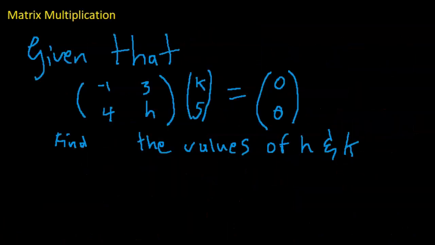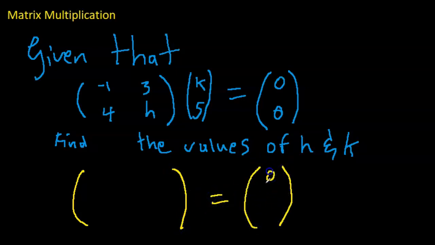Here's another problem that needs our knowledge of multiplication. So we are told that the matrix [-1, 3; 4, H] times the matrix [K; 5] is equal to [0; 0], and we're asked to find the values of H and K. Let's do the expansion now. So we are told that when you expand, you get 0, 0. Alright, so row by column always. So negative 1, 3 to K, 5.